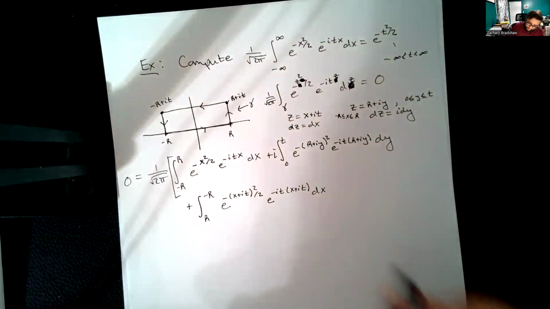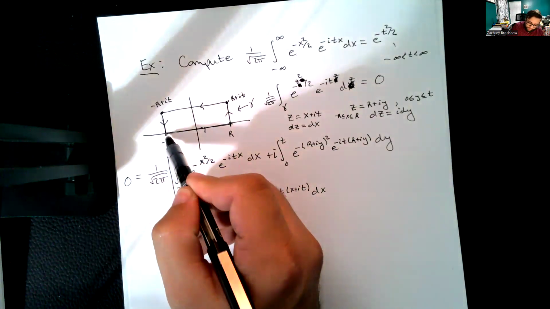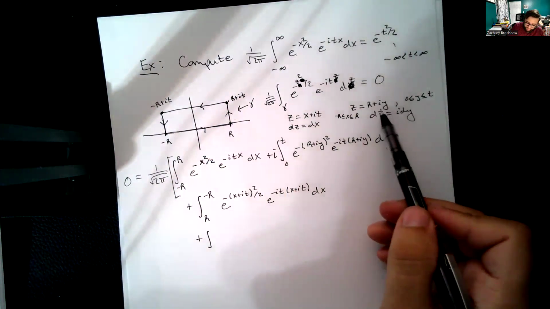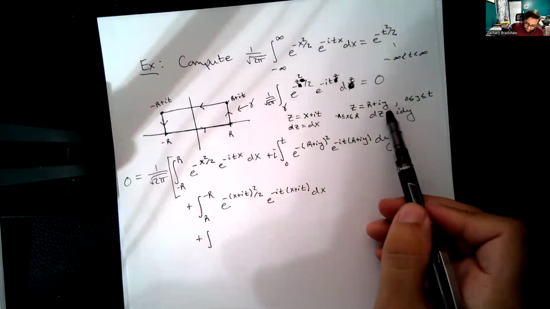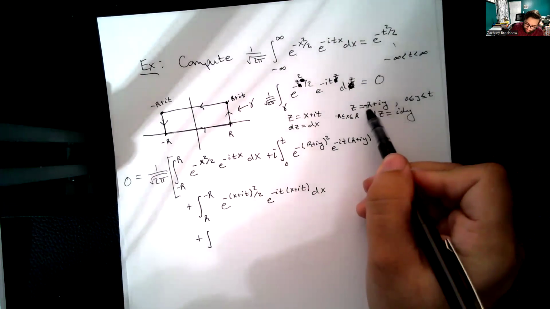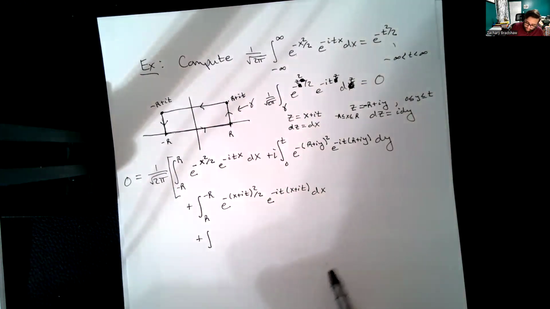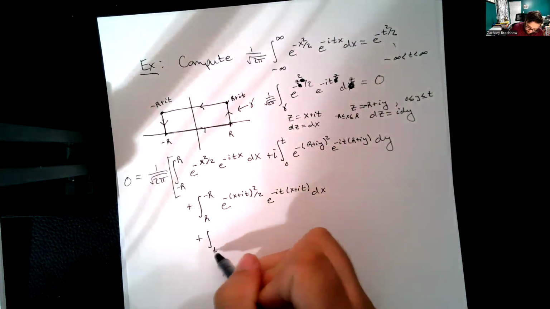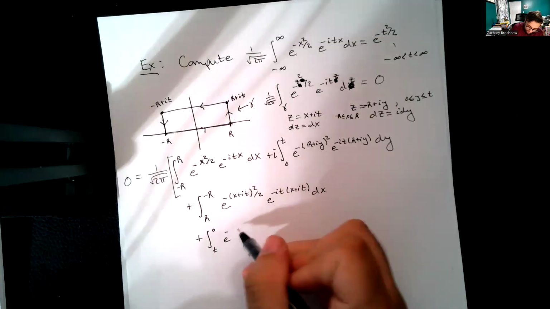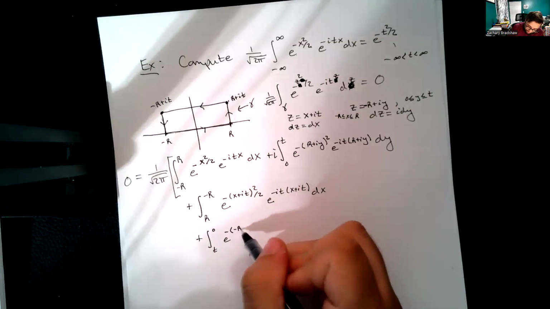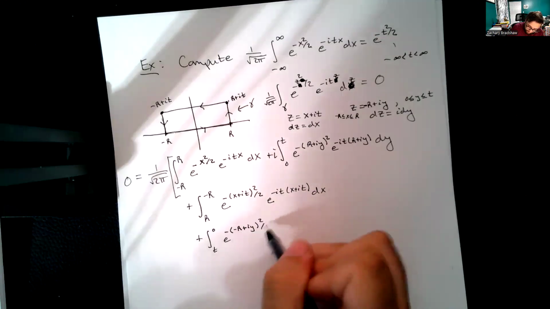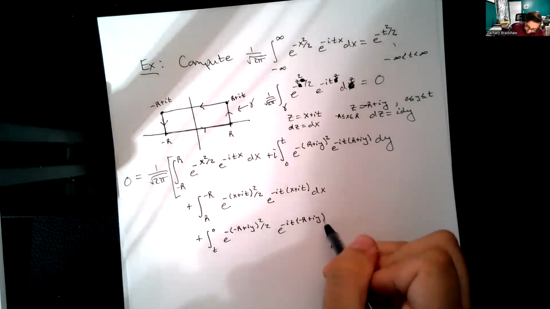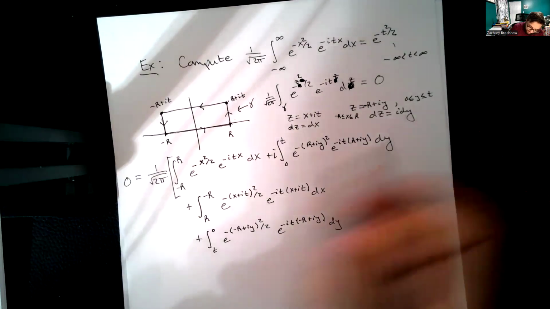dx. And then finally, I have this curve going downward. And I'll use the same parameterization as over here, but now, sorry, with a minus sign here. So I'll make this a minus r. And now I'm going from t to 0. So that's e to the minus (minus r plus iy) squared over 2, e to the minus it (minus r plus iy) dy, and I need an i.